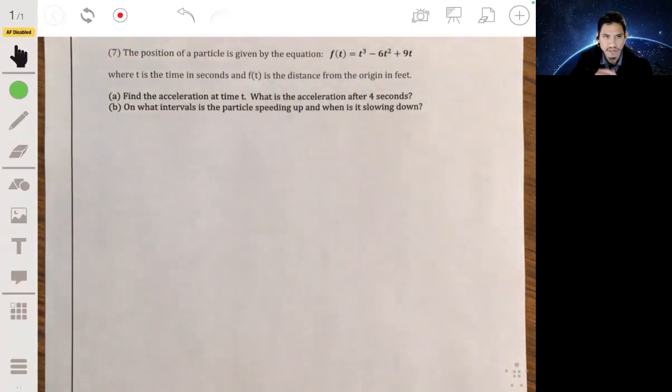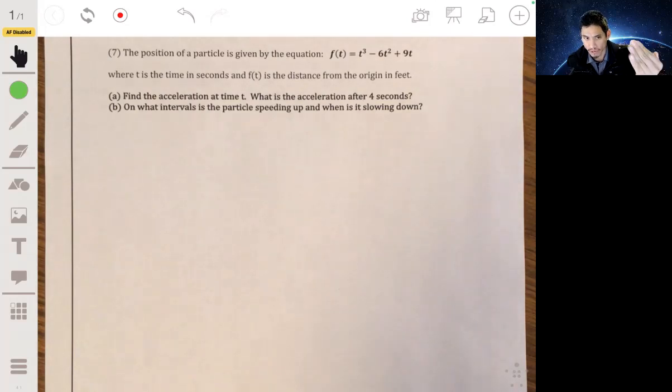Okay, so now that we had some practice with figuring out the value of velocity and acceleration from a position equation, we're now going to go over how we can figure out not just the velocity and acceleration values, but specifically where a particle or an object is speeding up and or slowing down from the position equation.